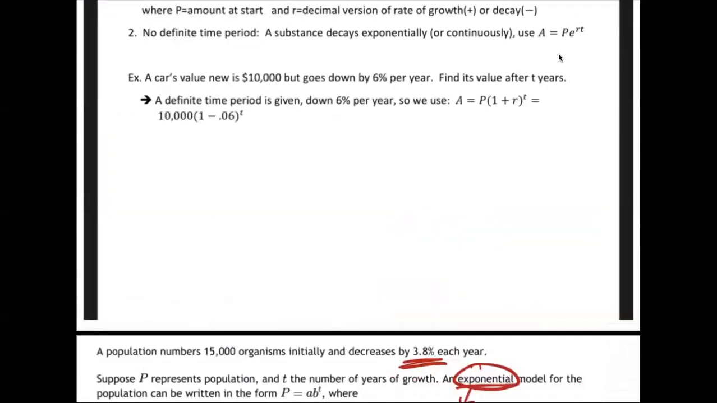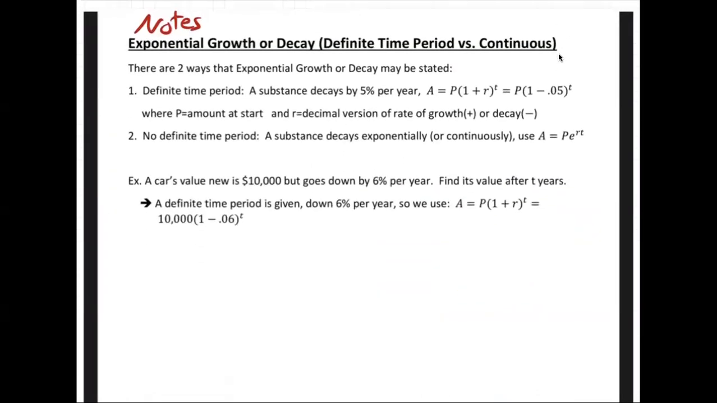Well, if we go up here to the class notes, I'm expressing it right here. I say exponential growth or decay, definite time period, or risk continues. I'm giving you two options. Definite time period, that's what we have in this example, like a substance decays by 5% per year. Then you use the formula A equals P(1 plus R) to the T, and I'll show more of that in a second. The second option is if they don't give a definite time period.